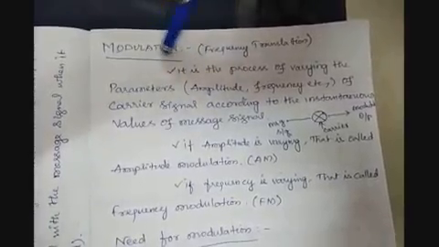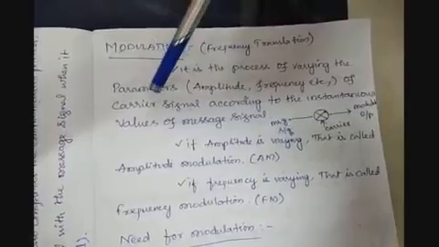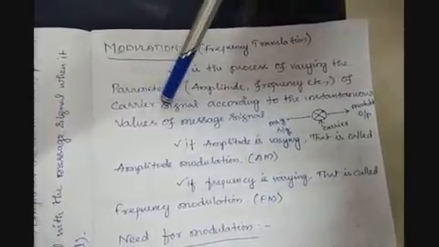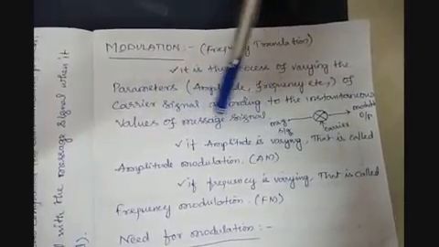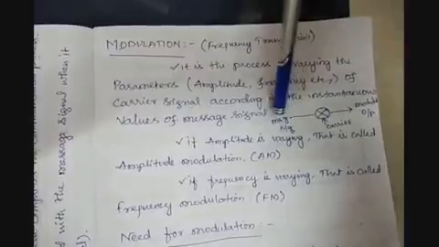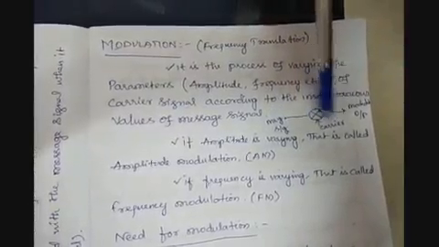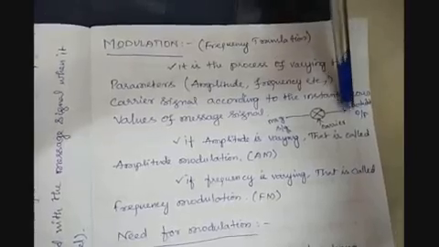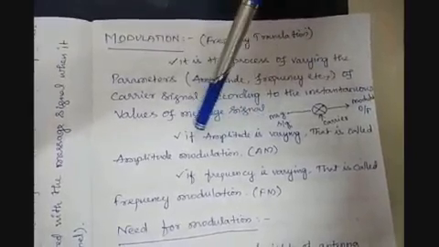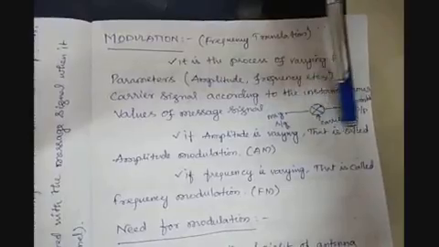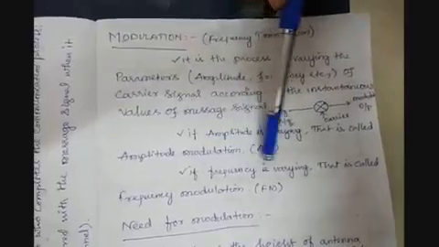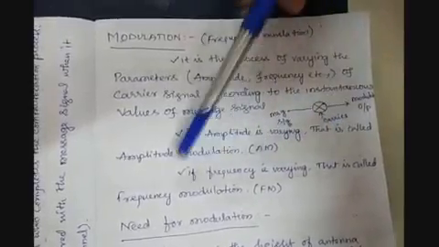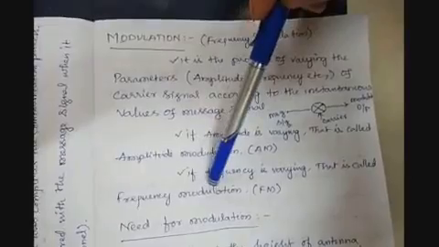In the modulation process, we vary a parameter of the carrier signal with respect to the values of the message signal. So the message signal is mixed with the carrier, and that is the modulated output. If the amplitude is varying, then the modulation is called amplitude modulation, AM. If the frequency is varying, then it is called frequency modulation, FM.